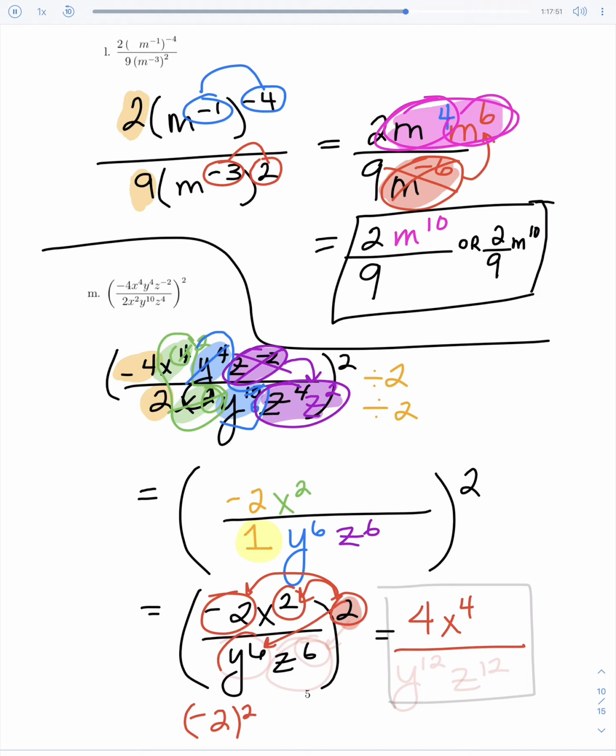And I'd have to square the y to the 6, which again, multiplying the exponents will get me a y to the 12th. Same thing with the z to the 6, raising that to the second power. Again, multiplying the exponents will get me z to the 12th. So my final answer for m is going to be this 4x to the 4th, y to the 12th, z to the 12th. Notice anything that's left over, there are no matching variables, so I can't reduce that anymore. But I'm done.